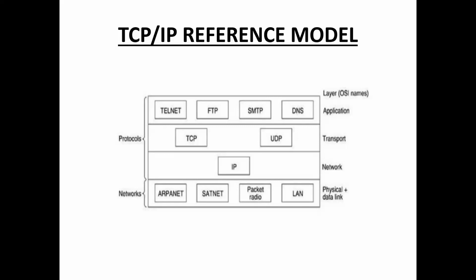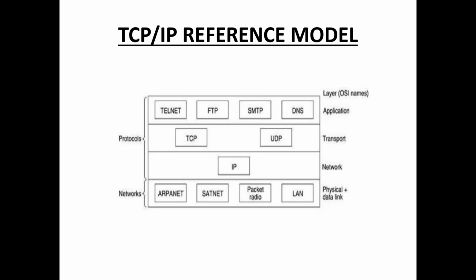First one, host to network, next internet, transport, application. Here the host to network layer is a combination of the physical layer and data link layer. Next, second one, network layer. Third one, transport layer. Fourth one, application layer.